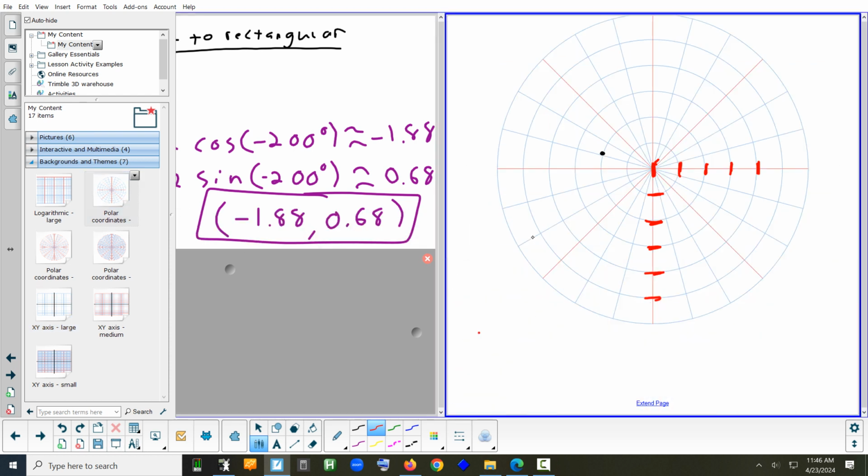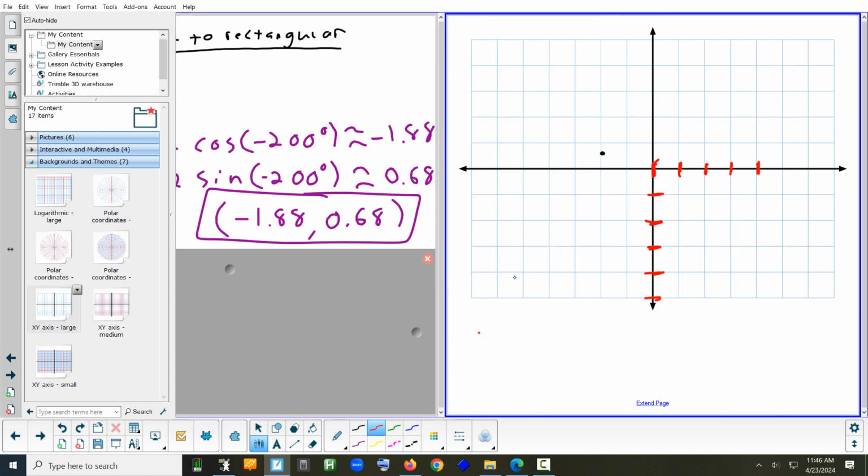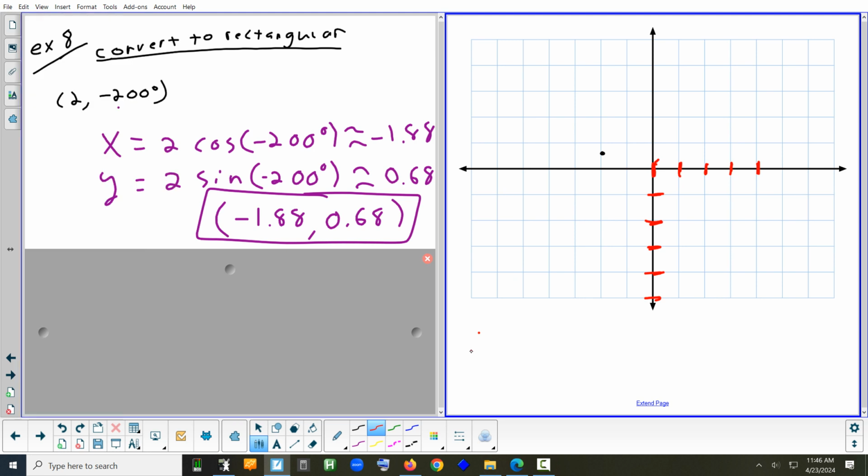All right, so boom, there it is in polar, right? And then you change the background behind it. Boom. Negative 1.9, 0.7 roughly. That's pretty cool. Yeah, I know. I wait all year to do that. Should we go then? Now it's over.